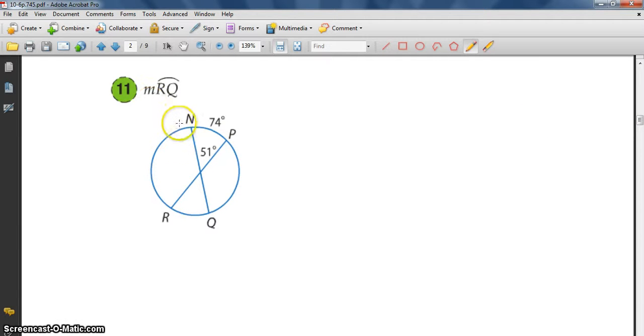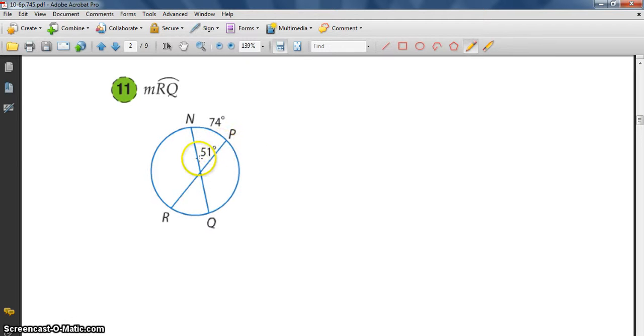Number 11, similar type of problem. So we have the two lines that are intersecting on the inside of the circle. Now some people might ask, well, I thought if this angle is 51, then this angle is 51, but not the case, because this is not the center. Now if this were the center and this is 51, then this would have to be 51, but not when it is not the center.